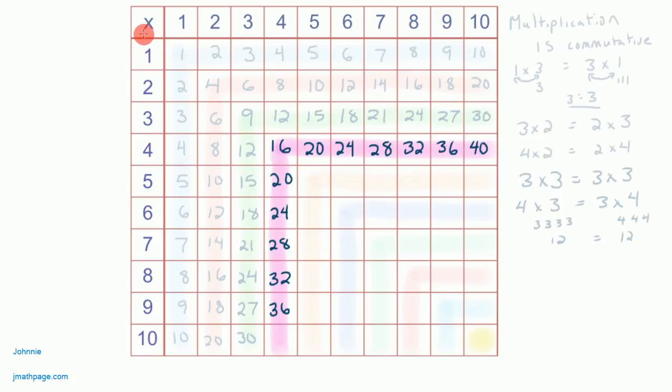10 times 4 is the same as 4 times 10, which is 40. Look again at the symmetry. 20, 20, 24, 24, 28, 28, 32, 32, 36, 36, 40, and 40. All right, we're getting down to one corner of our times tables, aren't we? Let's put the 4's away.